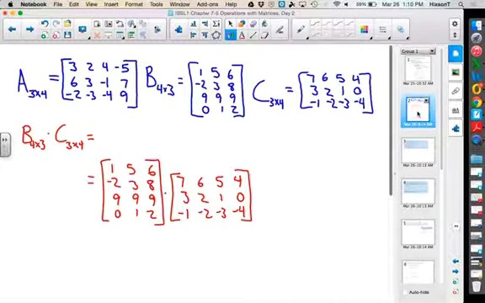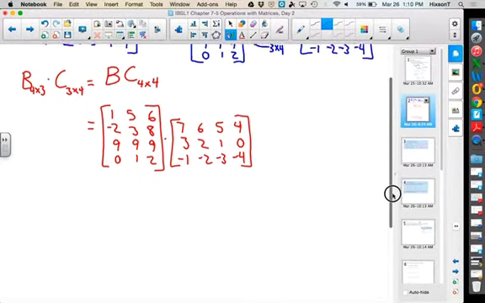Alright? Now if I do B times C, what's my result going to be? 4, 4. BC 4, 4. Yeah, it's going to be a 4 by 4 matrix. Alright, which means we're going to have 16 different values that we're going to need to find.